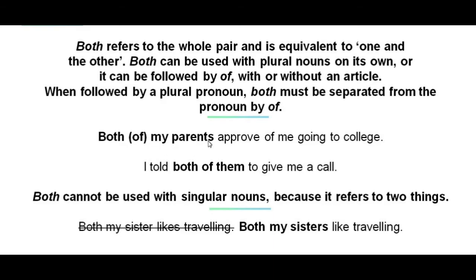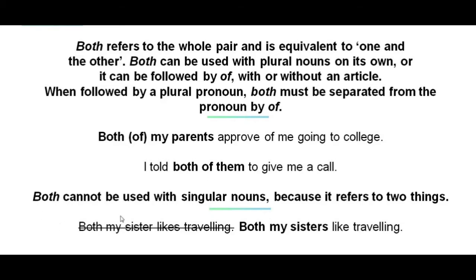Both of my parents approve of me going to college. Note that both in this sentence is used with a plural noun, parents, and it can be with or without of: both my parents. In this sentence, however, I told both of them to give me a call. Them is a pronoun, and so both must be followed by of.